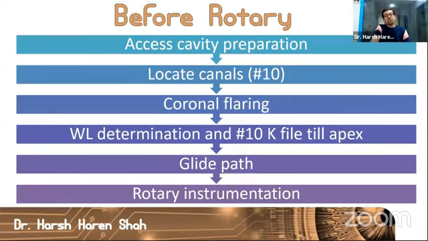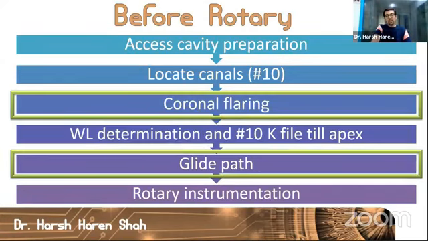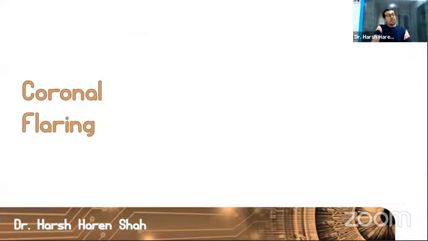Amongst all these steps, the two steps that we are going to discuss today are going to be coronal flaring and glide path preparation. So let's talk about coronal flaring first. Now, coronal flaring is basically preparation of the coronal 1/3 of the root canal system. So for the sake of simplicity, let's just take a maxillary central incisor.